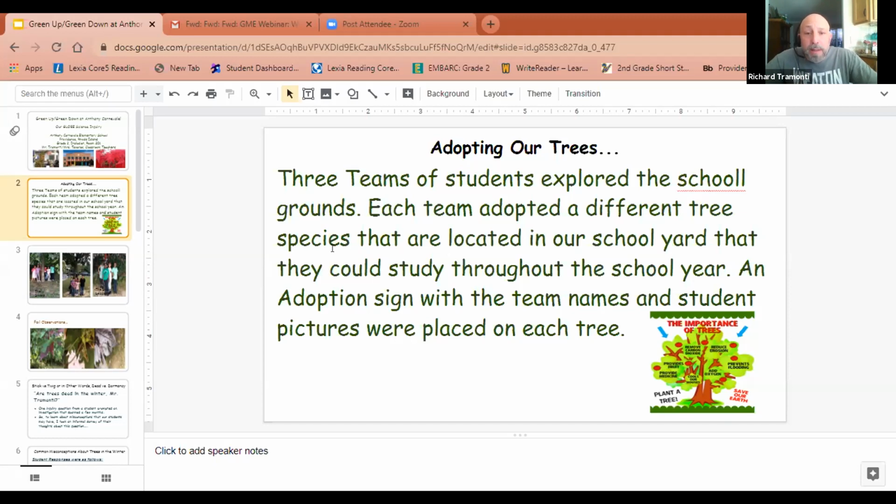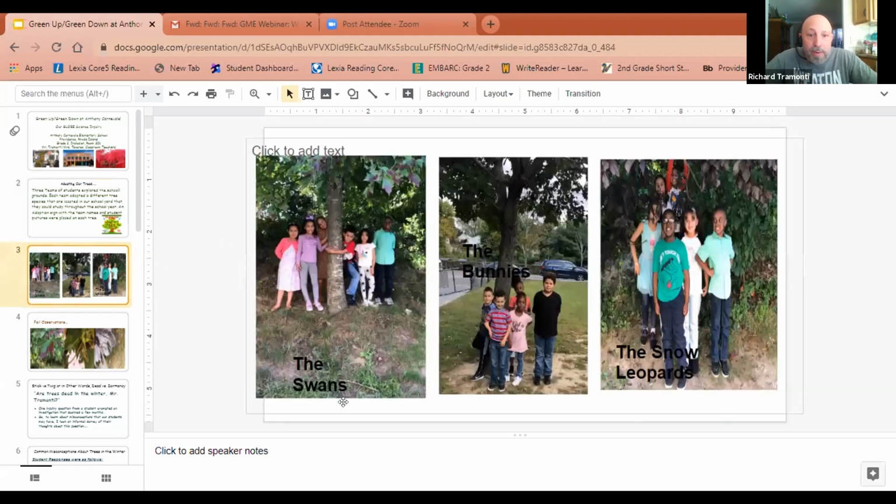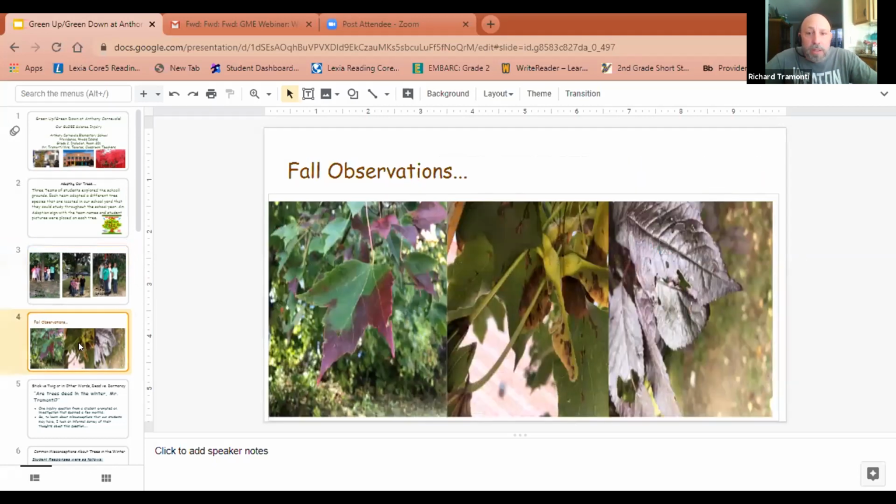An adoption sign was placed with the team names, and the student pictures were placed on each tree. So if we go right here, you can see the swans, and you see the bunnies, and you see the snow leopards. Those are the 3 groups. And they each had to choose a different species of trees. Kathleen and I had conversations about what types of trees they were. And we adopted them the first week of school, which started in September. And this is just some of the pictures they chose that they wanted to use.